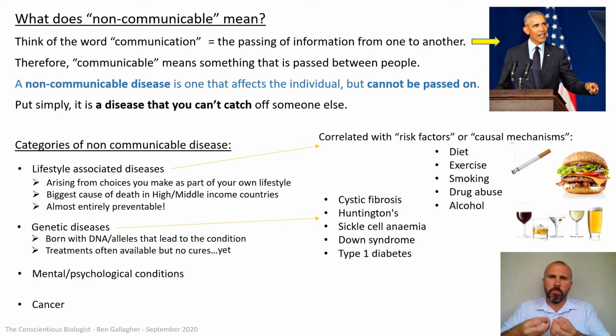But you can't pass it on, hence why it's non-communicable. You can't catch Down syndrome, you can't catch sickle cell anemia. So these are non-communicable genetic diseases. The last one on there, type 1 diabetes. You do need to know about this.